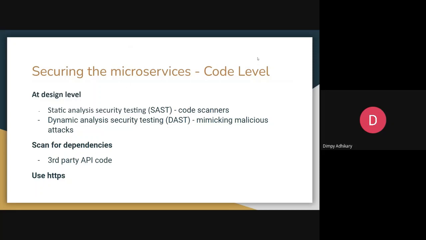Another one is, see, in microservices we will have dependencies. One microservice may depend on another microservice, which can be a third party API. So we should also scan all the dependencies here. It may not necessarily be that all your third party APIs are secure. So you have to also run a scan for your dependencies, basically third party providers.